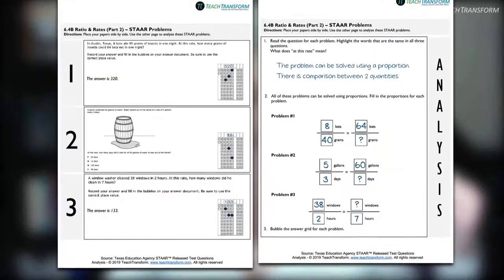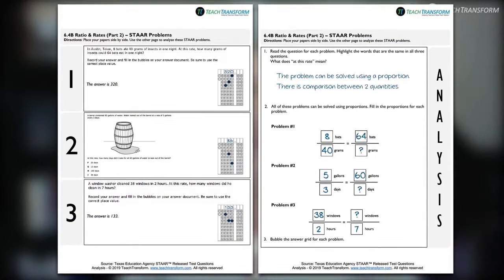What you're looking at here is the STAAR practice for 6.4b, ratios and rates. For this particular student expectation, I decided that there needed to be two different activities. This is part 2. These problems are very similar to each other, and the problems in part 1 are very similar to each other. So you can see there's two sheets, and this is true for all of the activities.